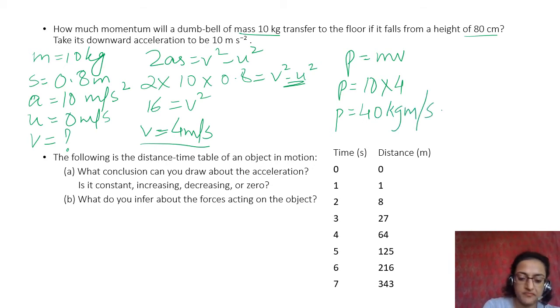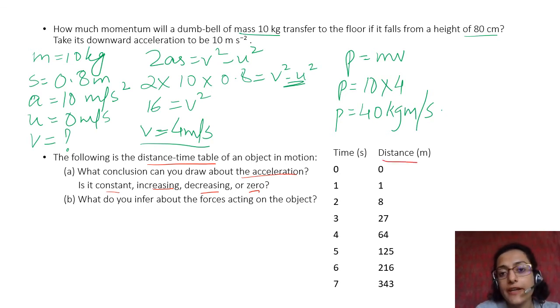Right? Okay. Next, the following is the distance time travel of an object in motion. What conclusion can you draw about the acceleration? Is it constant, increasing, decreasing, or zero? How do we know if an object is accelerating? If the velocity increases with time. Here we have been given distance. How do we find the velocity? I will give you a shortcut after I tell you the long thing. Okay.